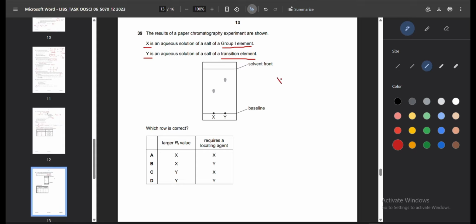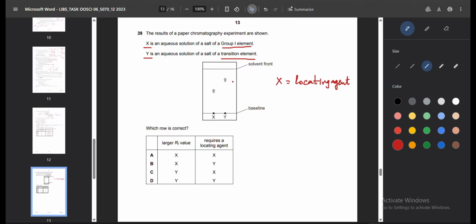Alright, so what is X? X is a salt of group 1. So that means X would be colorless, so it would need a locating agent, because the compounds of group 1 are not colored, they are white salts. Their spot would not be visible, so you need a locating agent for that. And Y is an aqueous solution of a transition metal. Elements are mostly colored, so they do not need a locating agent.